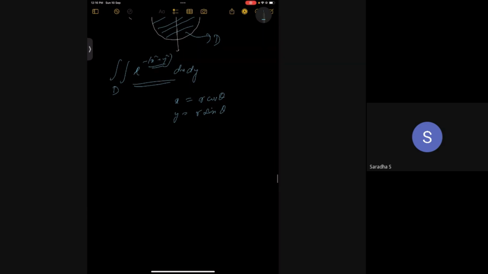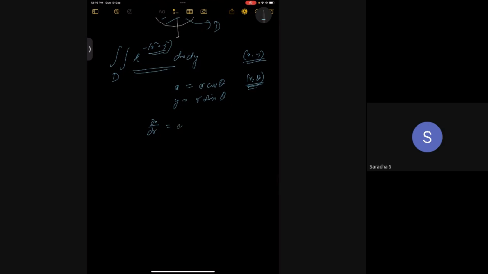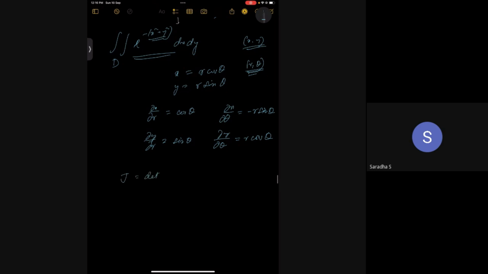Now, when we do that, I ask you to compute this Jacobian. So we usually do this, we find this Jacobian. Let's compute del x del r, which will be cos theta, and del x del theta will be minus r sin theta. Del y del r is sin theta. Del y del theta is r cos theta. So the Jacobian is the determinant of these values.